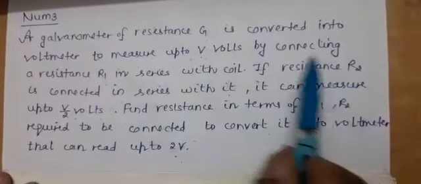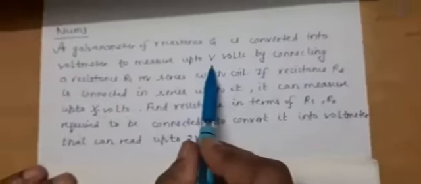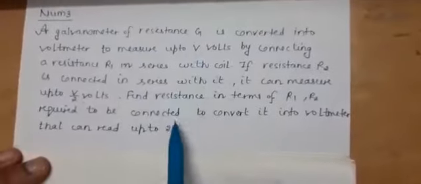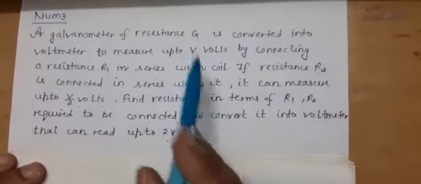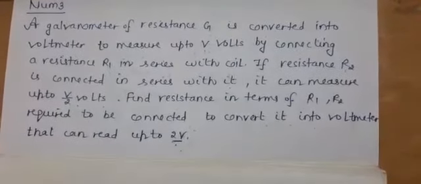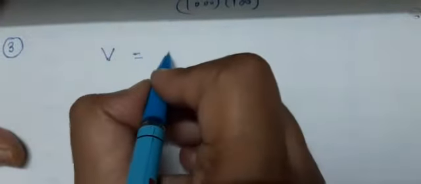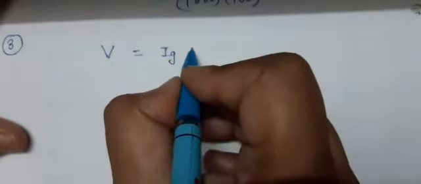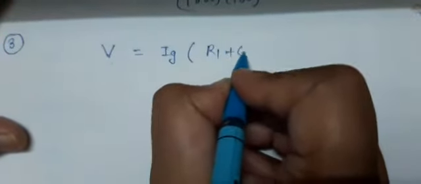Second, R2 is connected in series with the galvanometer to measure voltage V by 2. Now you have to find the unknown resistance that should be connected in series with the same galvanometer resistance G, but to measure voltage up to 2 volt. So let's see how to write the equations. First of all, as it can measure voltage V, with Ig as the current flowing through the galvanometer, into resistance R1 connected in series with the galvanometer.